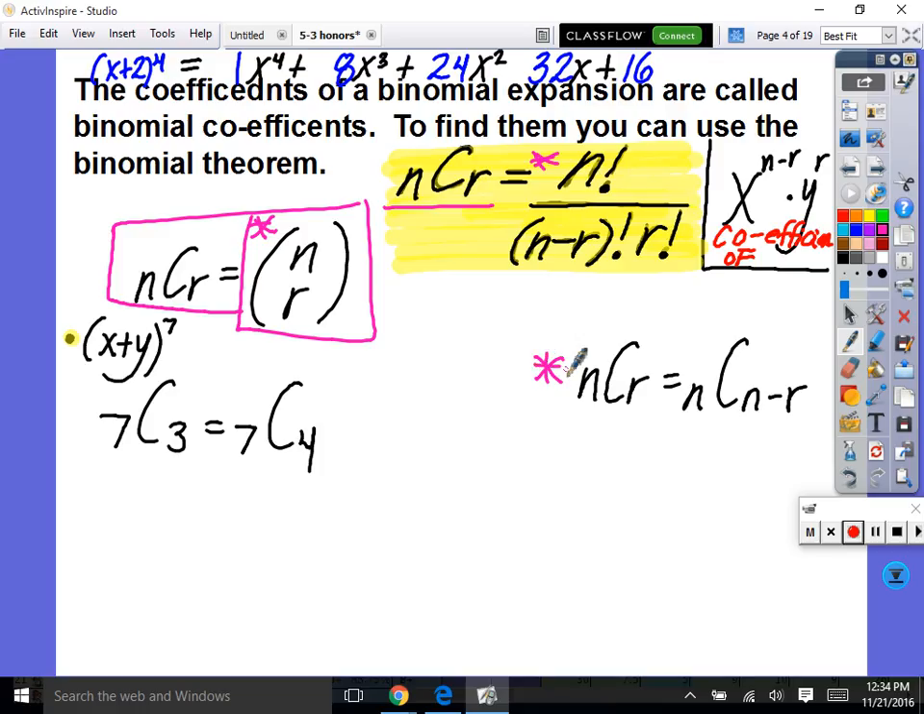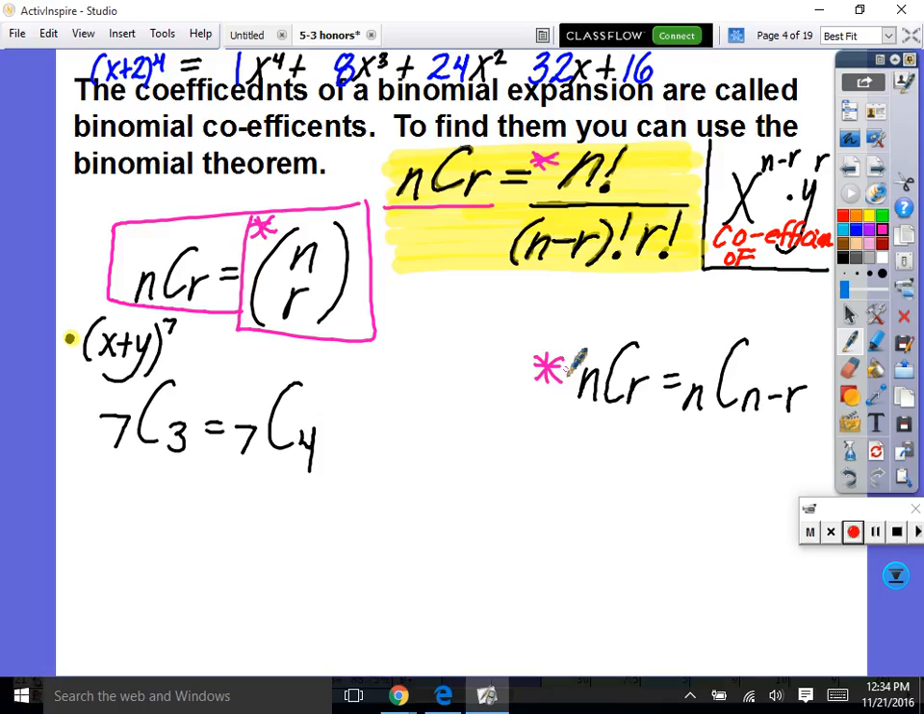nCr will be equal to nC(n minus r). So I'm going to say that again. You'll maybe want to write that down. These will literally be equal, and we'll go through and I'll show you mathematically why that is. So 7 choose 3 equals 7 choose 7 minus 3, which is 4. Does everybody see what that statement is? Everybody good with that? Okay, let's go through and calculate these using algebra.